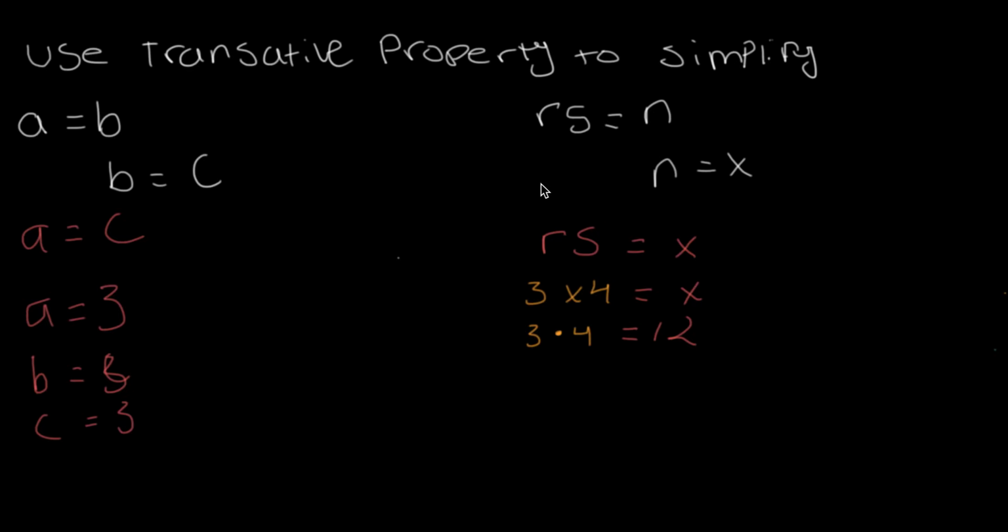And that finally leads to, if R times S is equal to 12, then that would mean that N is also equal to 12, right? And then also, if N is equal to 12, then that would mean that X is equal to 12. So all these values are the same. They all represent the same value, and it doesn't matter what our original value was. In the transitive property, if we have one value equal to another, that would mean that all the values are the same.